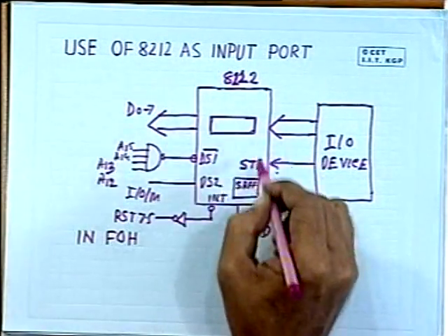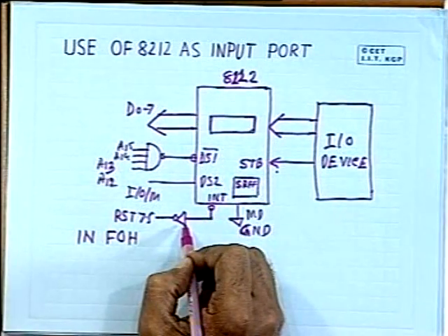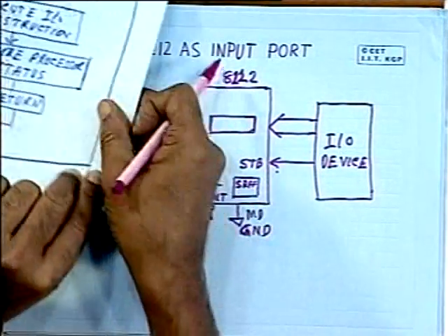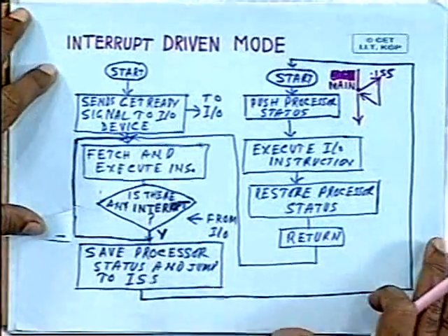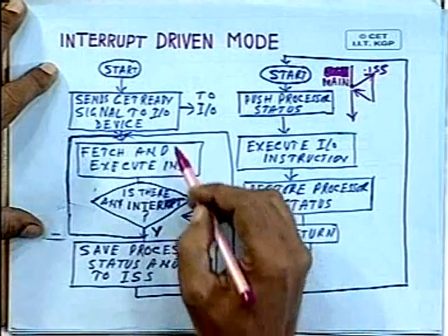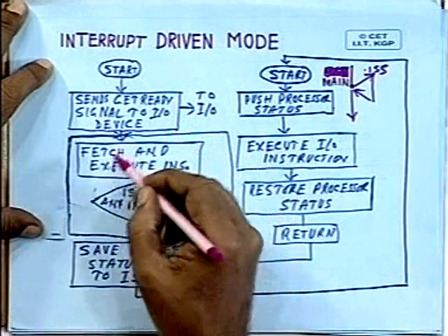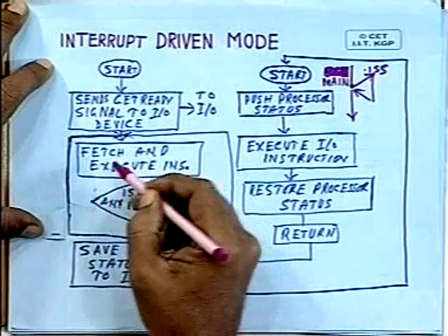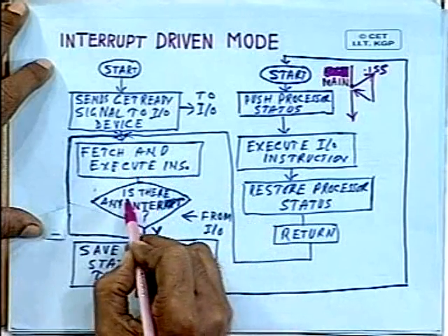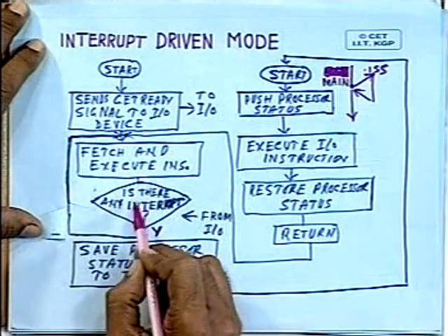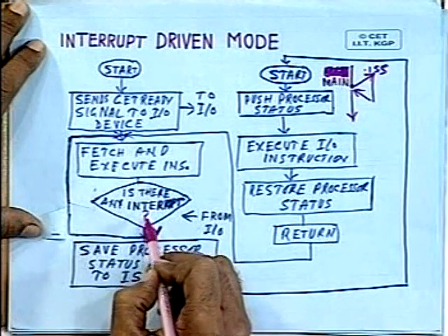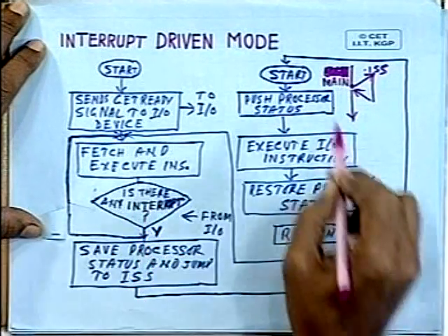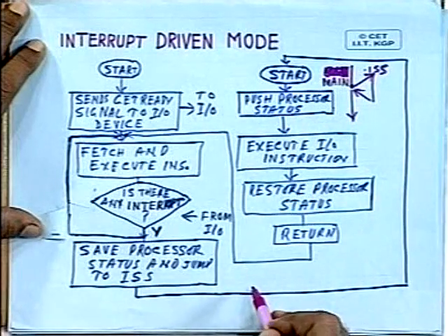Then the 8212 will transfer the data. And as we have seen, in the case of interrupt driven mode, the microprocessor can initiate some data transfer, then it keeps on fetching and executing instructions, and until an interrupt comes, it keeps on checking by hardware means whether an interrupt has come or not, and only when the interrupt comes, it goes to the interrupt service subroutine and data transfer takes place.